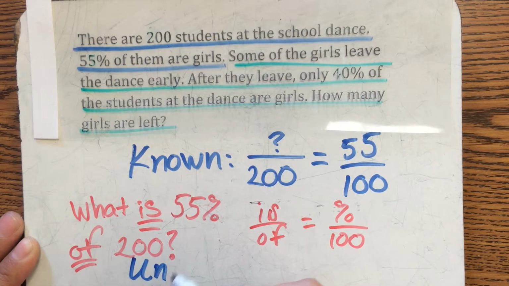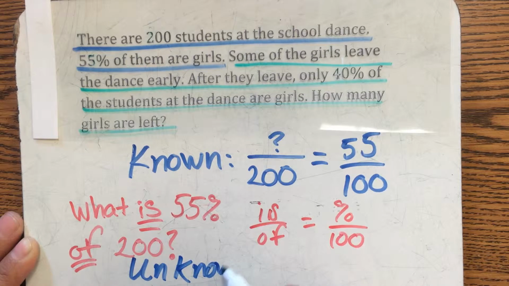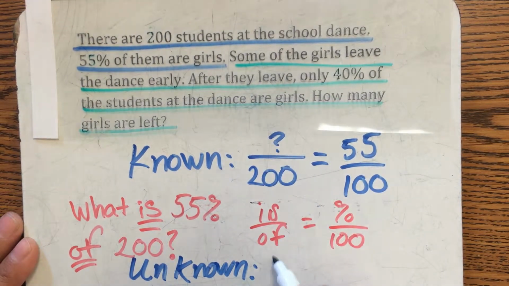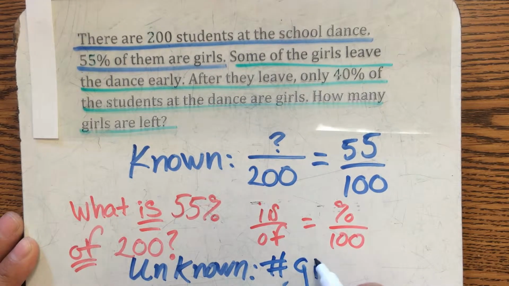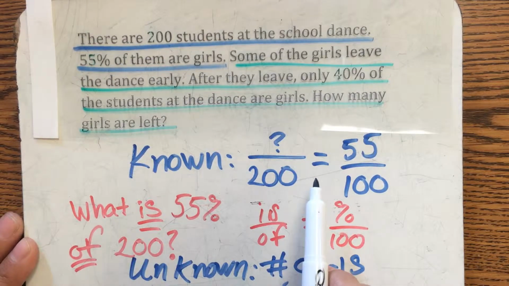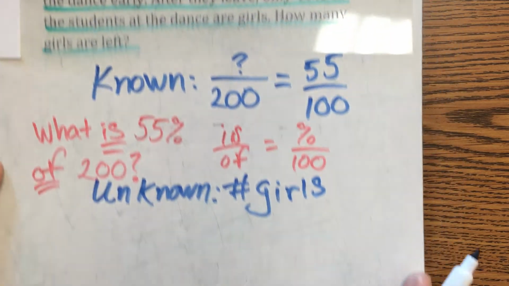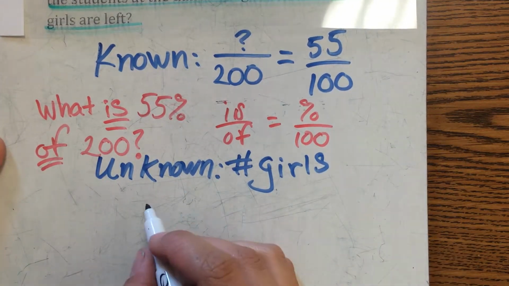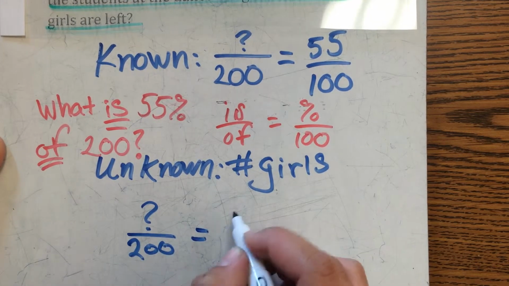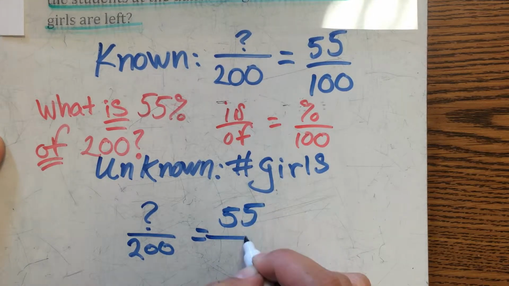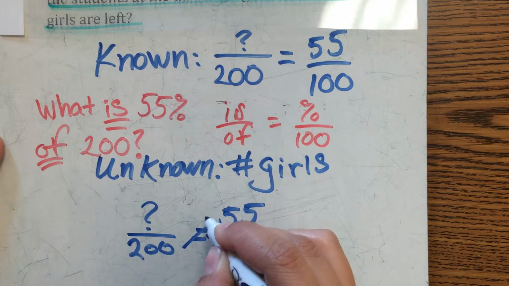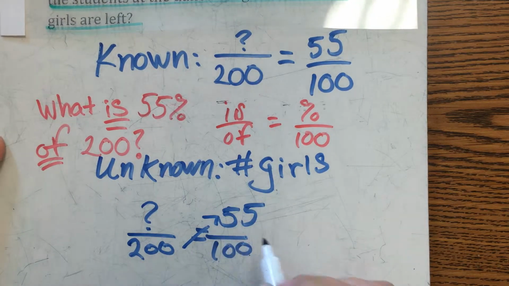What's my unknown? My unknown is that question mark. The number of girls. So let's solve this equation right here. I'll rewrite it. Question mark over 200 is 55 over 100. You need to cross multiply. This is going to go over here.